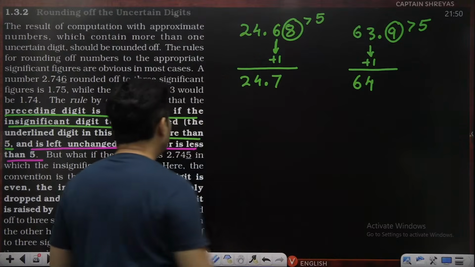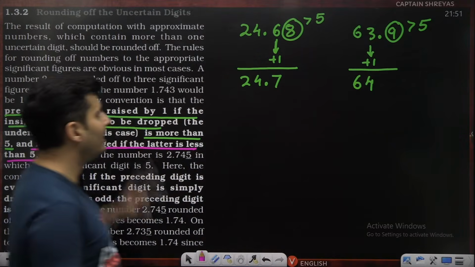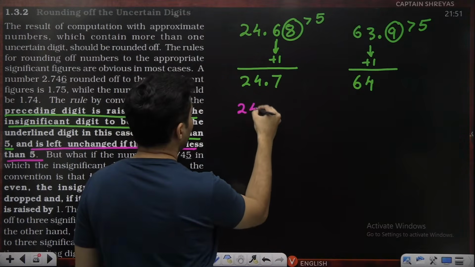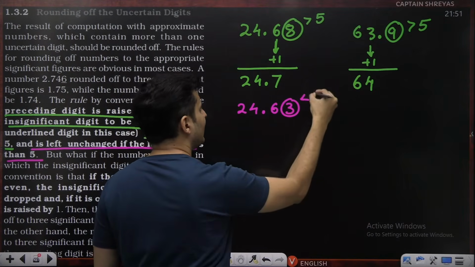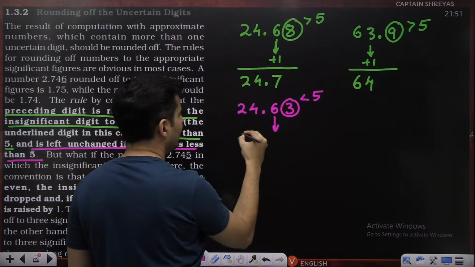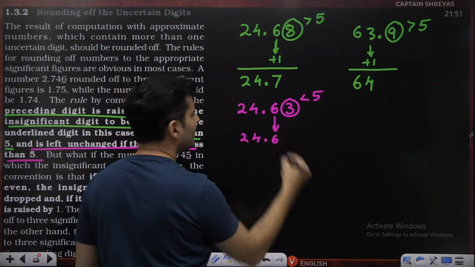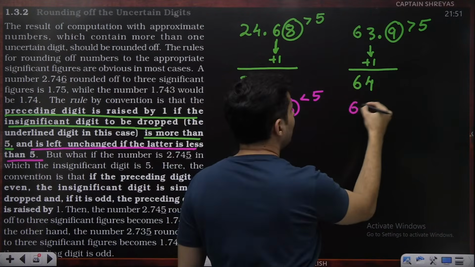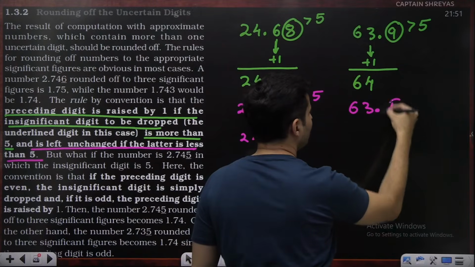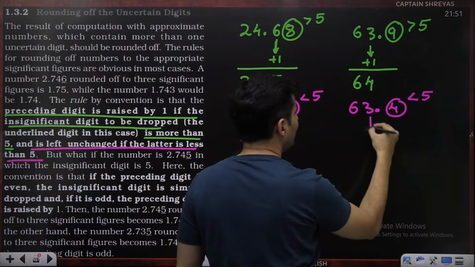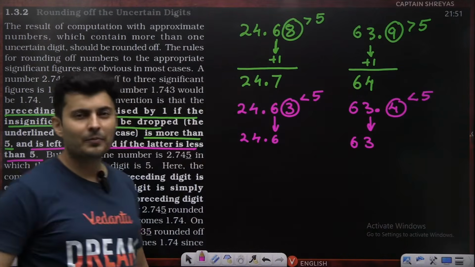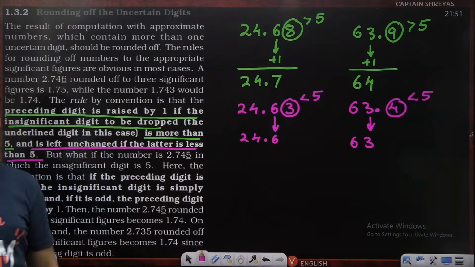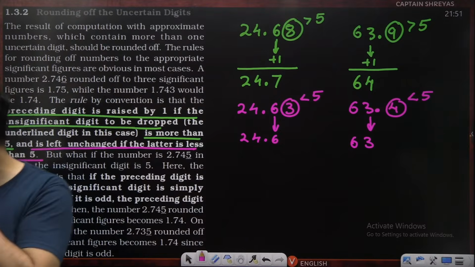Now, if it is less than 5, then you leave it unchanged. For example, if it was 24.63, this 3 is less than 5. So leave it as it is. So it will become 24.6. Same way, if it was 63.4, this number 4 is less than 5. So keep this digit 3 as it is. So the rounded off number will be 63. That is what this rule says. Till this point, everybody clear?